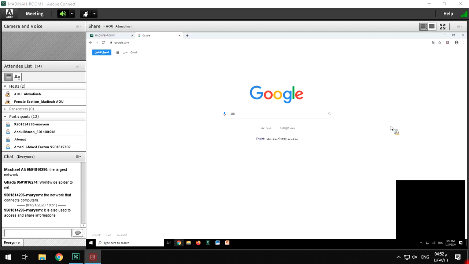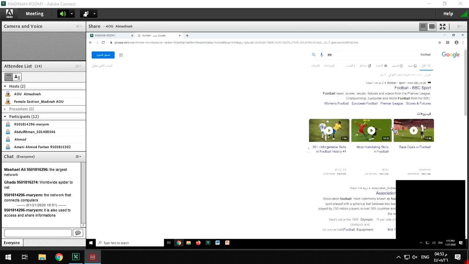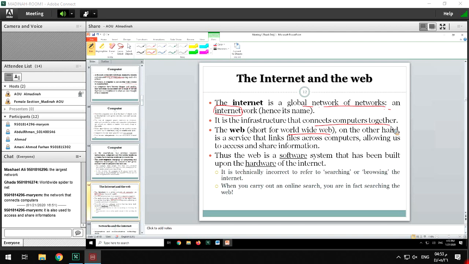The web is a web of information through the internet. The internet is a hardware thing, a connection of networks, or of computers, a linking of computers. Whereas the web is information. For example, I want to know about football, and it gives me some information through the internet, using the network. So the web is a service that links files across computers, allowing us to access and share that information. Thus, the web is a software system that is built upon the hardware of the internet.